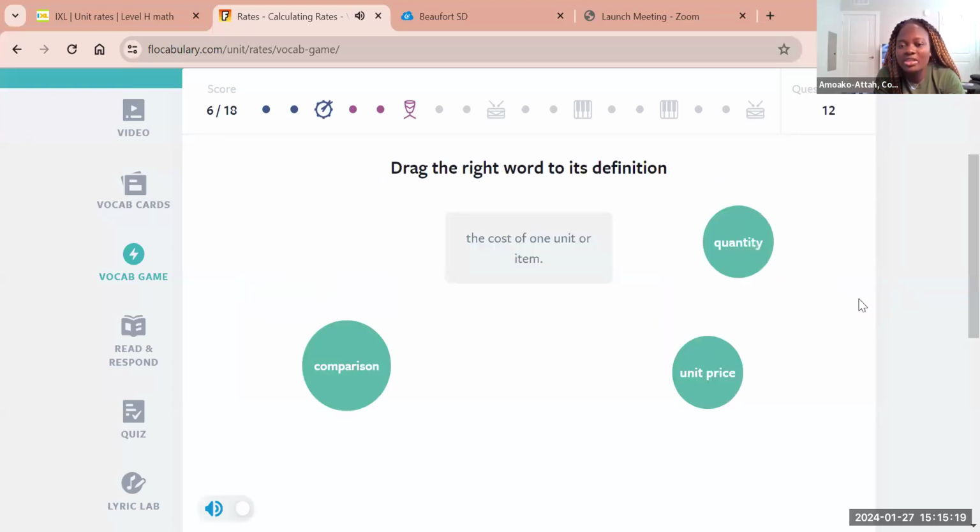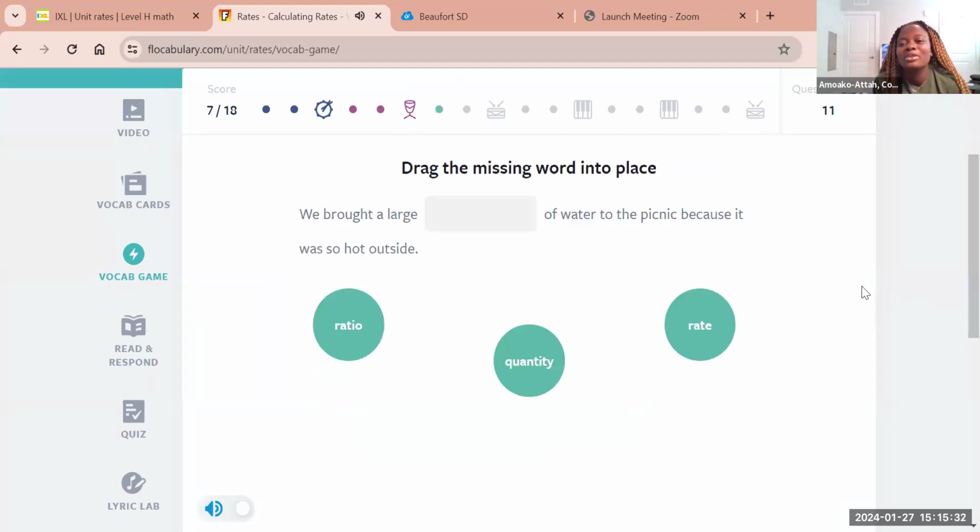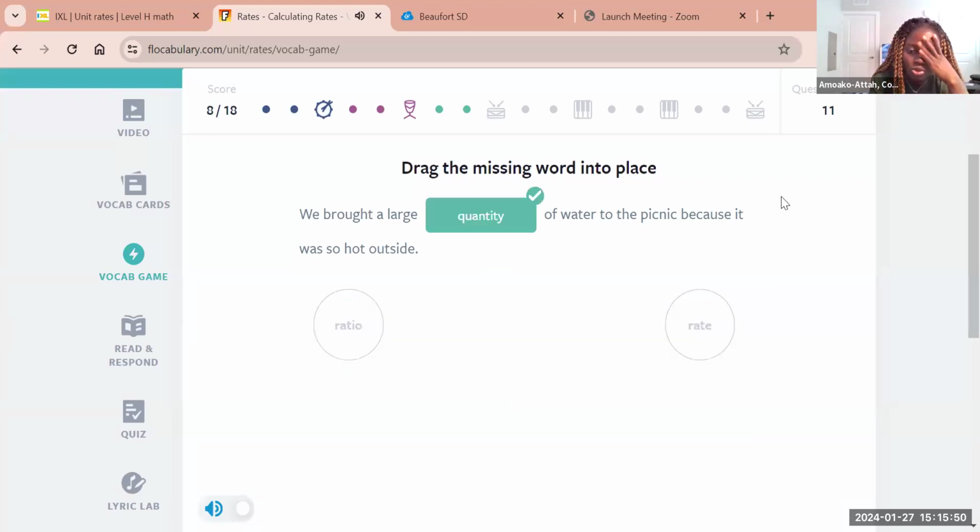So I'll leave you with this one to solve. The cost of one unit for an item. The cost of one unit. So this is what, a unit price. Okay, now I'm giving you this. We brought a large amount of water to the picnic because it was so hot outside. A large quantity. I just said I was leaving it for you guys to solve.